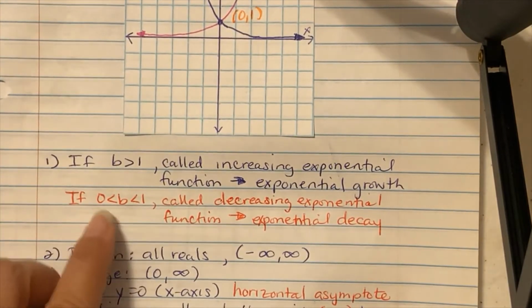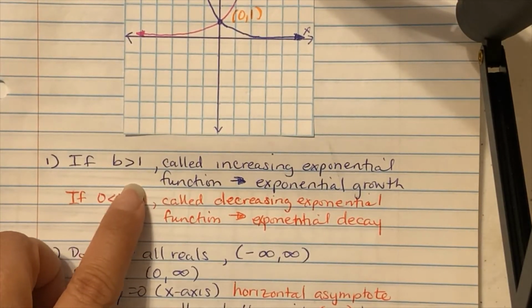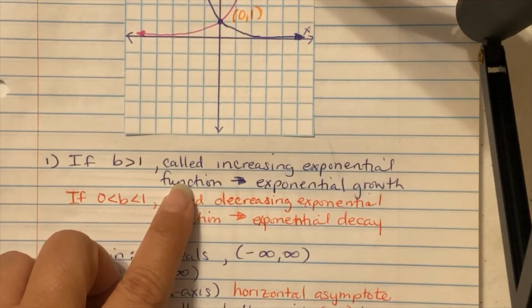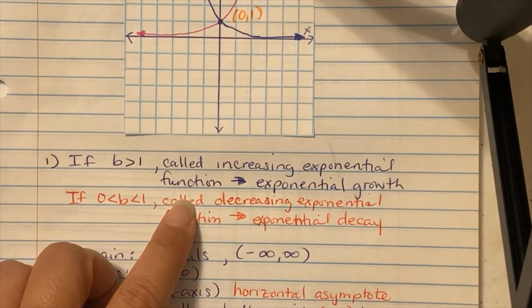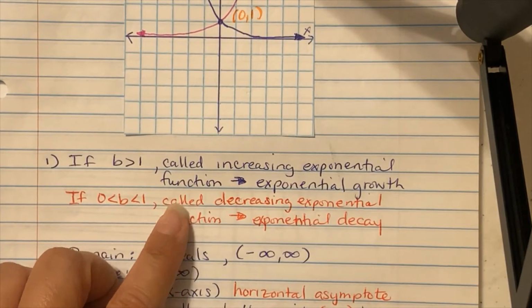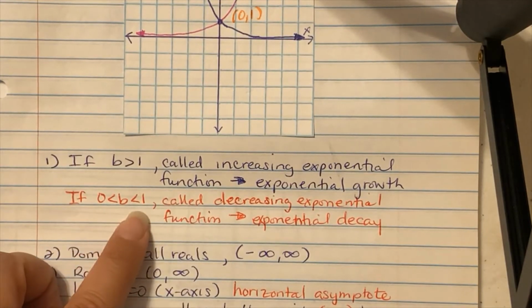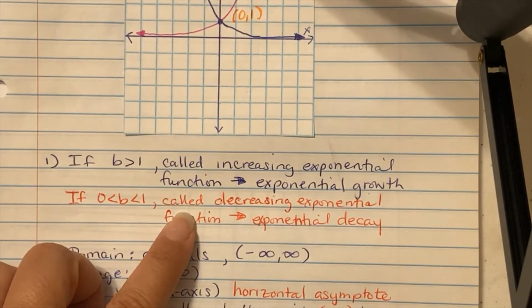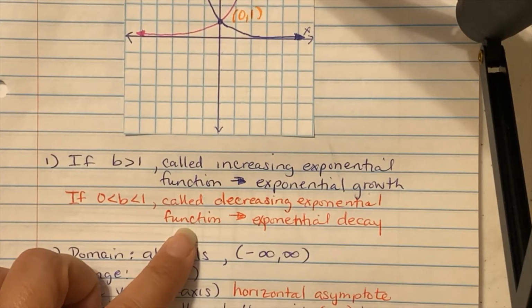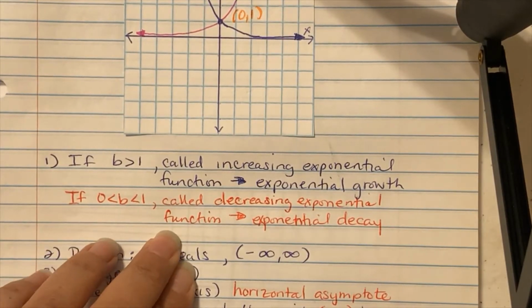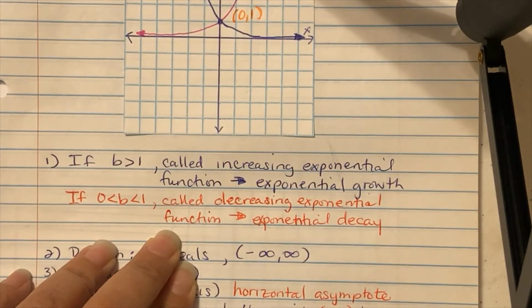If the b value happens to be greater than 1, it's called an increasing exponential function. So we know it as our exponential growth. Think of your economics classes. If 0 is less than b less than 1, it's called the decreasing exponential function, known as exponential decay. Again, think of your economics classes. Also, think of decay as in when you're doing chemistry values.